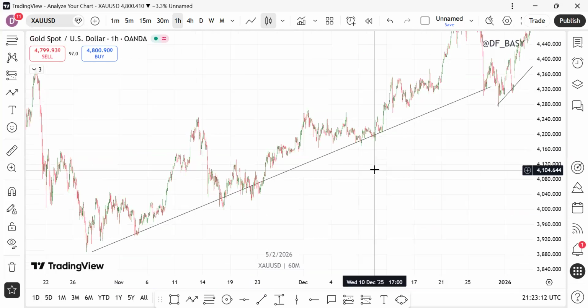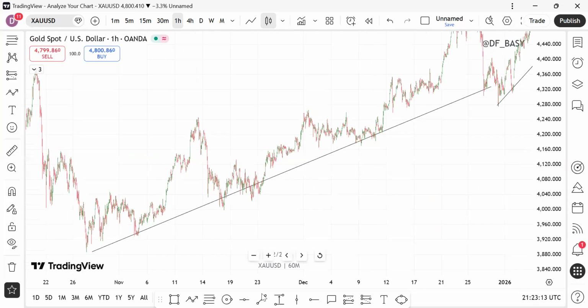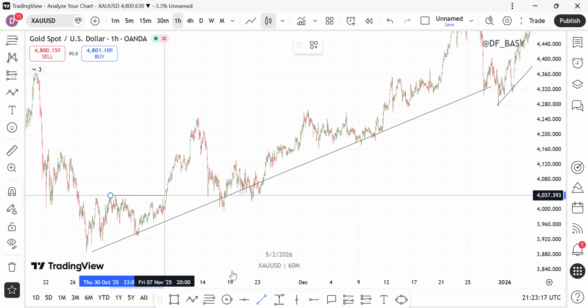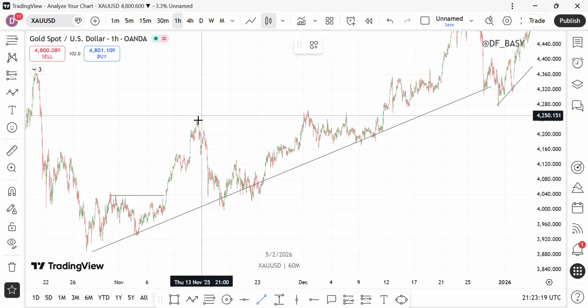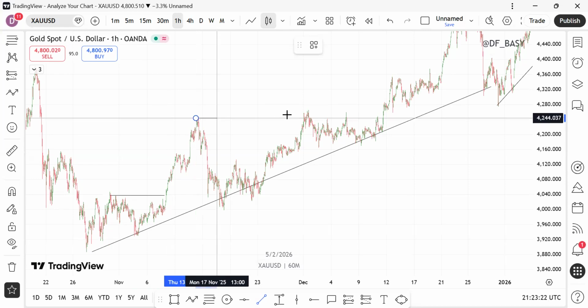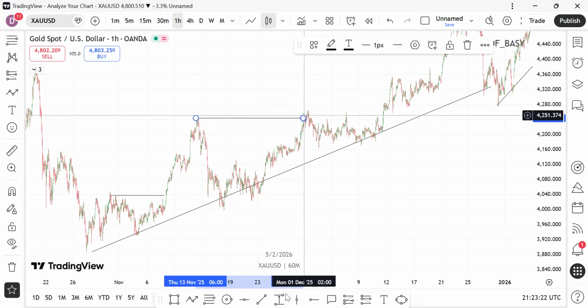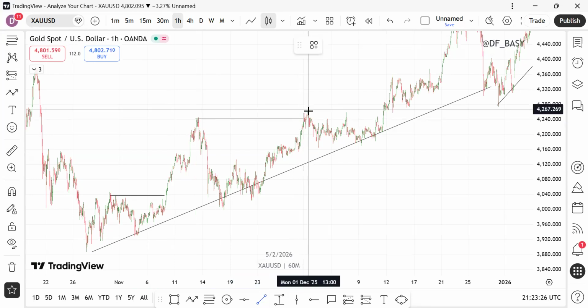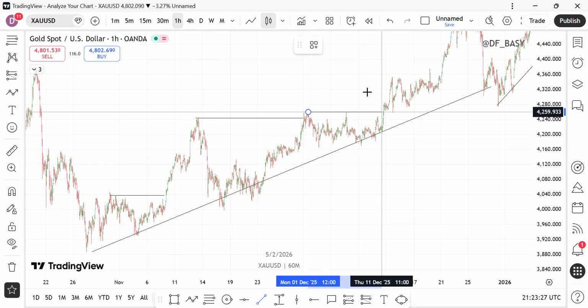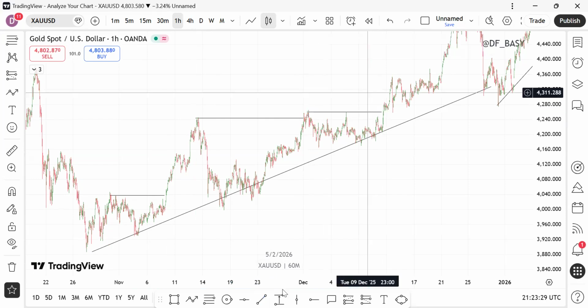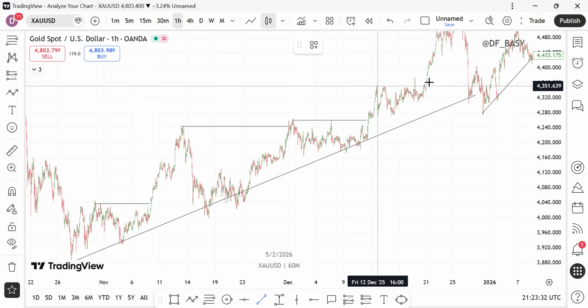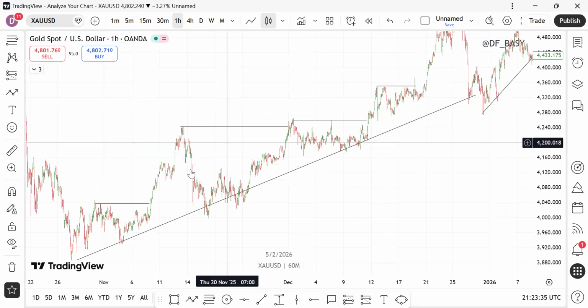Basically, this is an uptrend. Why is it an uptrend? You can see now market has broken this high, break of structure to the upside, took out this high. There's a series of break of structures to the upside.